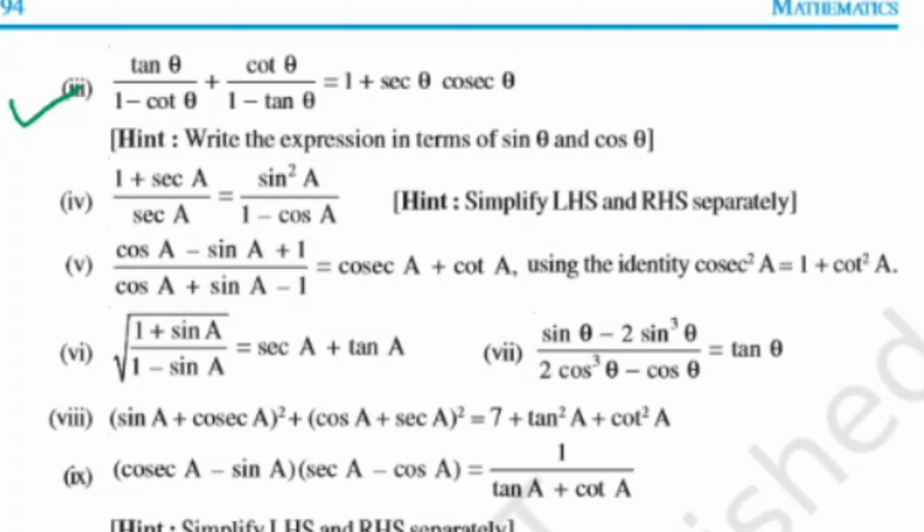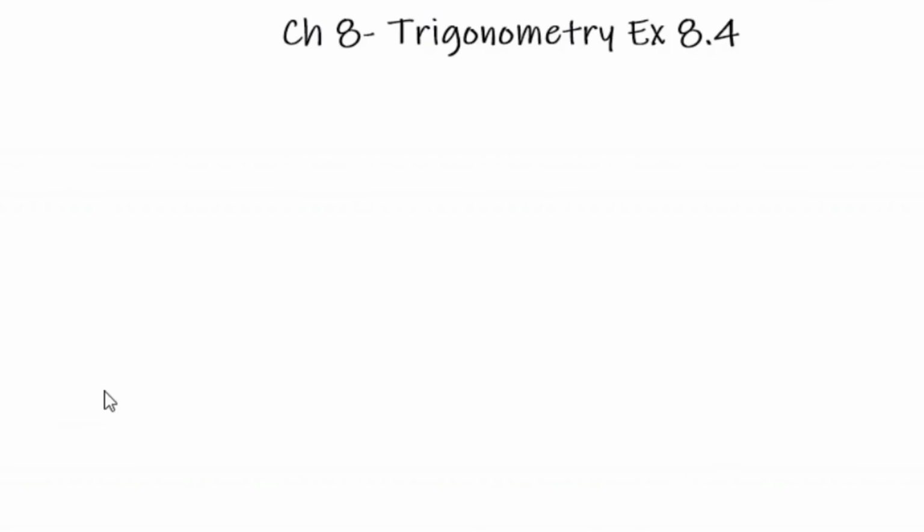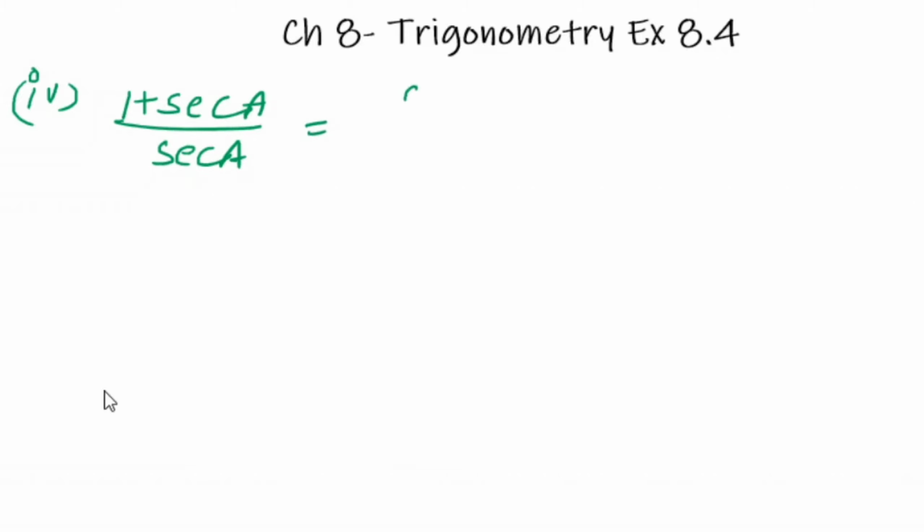I am taking question number 4th and I'll be taking 5th as well. So here the 4th question, what is the question about? This is (1 plus sec a) upon sec a is equal to sine square a upon (1 minus cos a).